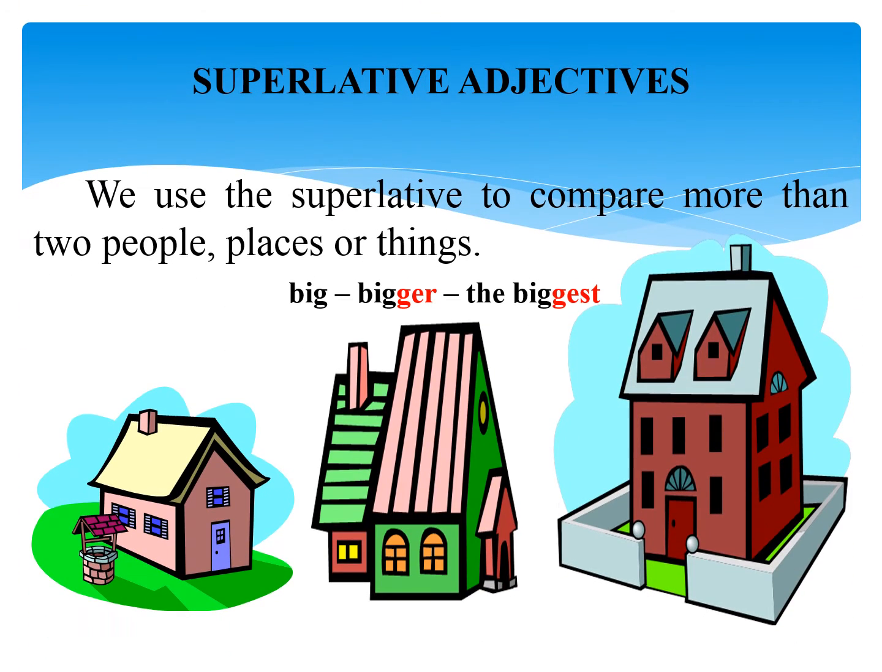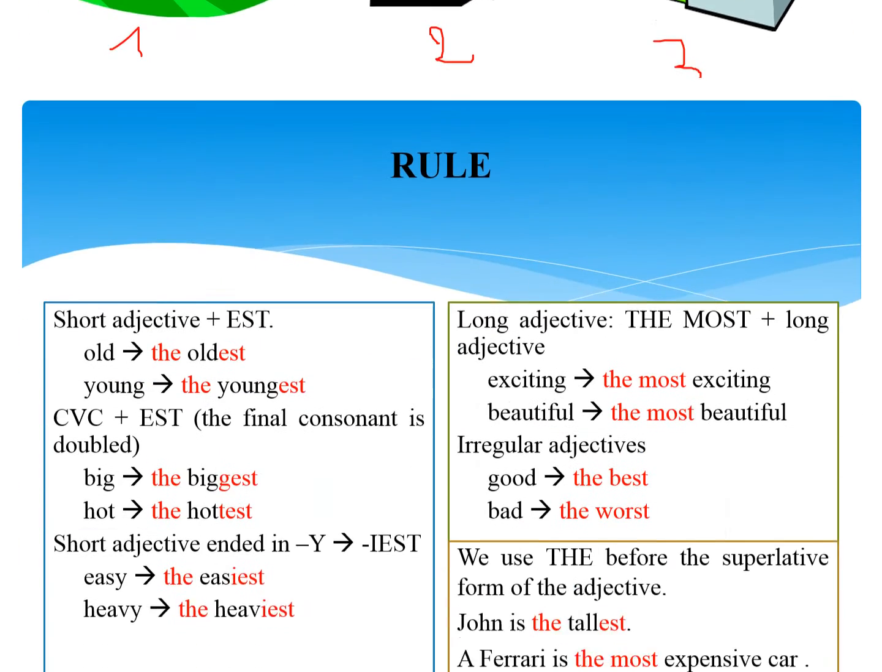Let's move to superlatives. Superlative adjectives, we use the superlative here, which means that we are comparing more than two people, places, or things. Big, bigger, and then biggest. Big, bigger, biggest. So we are comparing one, two, three, more than two people. So for comparatives, if we compare only two things, people or places, here we are comparing more than two things, people or places.